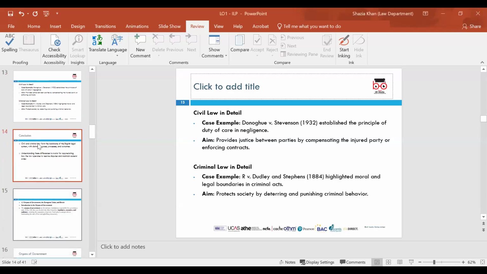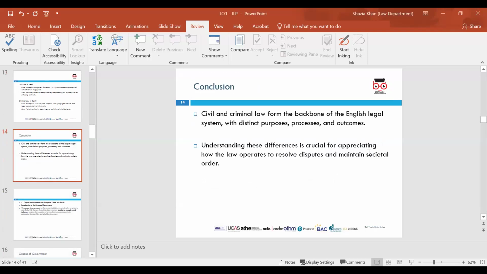So in conclusion, civil and criminal law form the backbone of any legal system. They have their distinct features and their distinct elements of how they work. They are not the same. Civil law is more for compensation, and criminal law is more for punishing someone for wrongdoing.